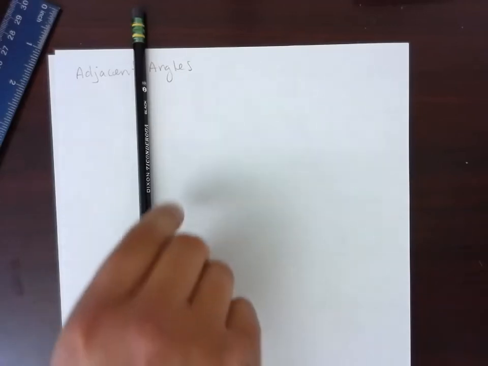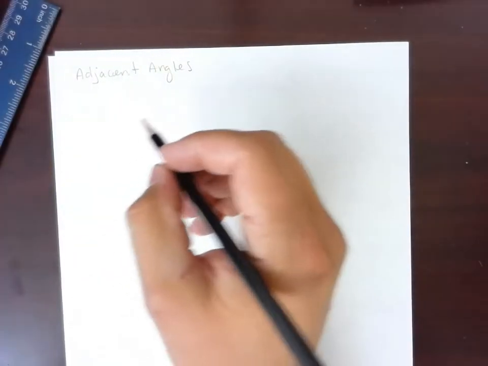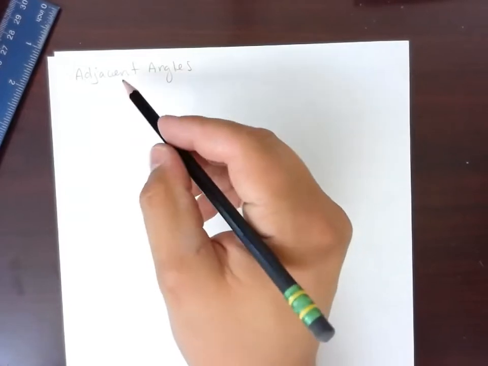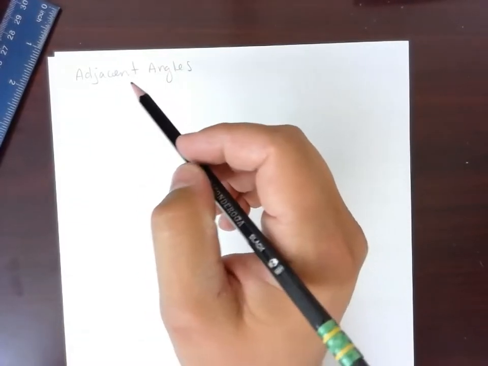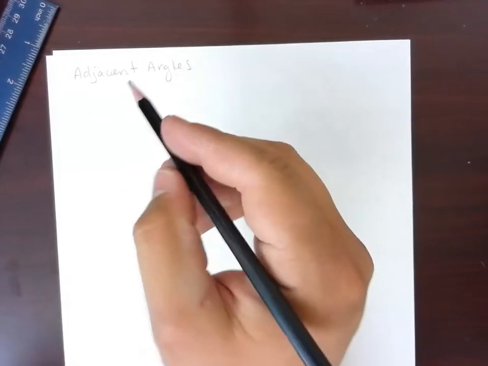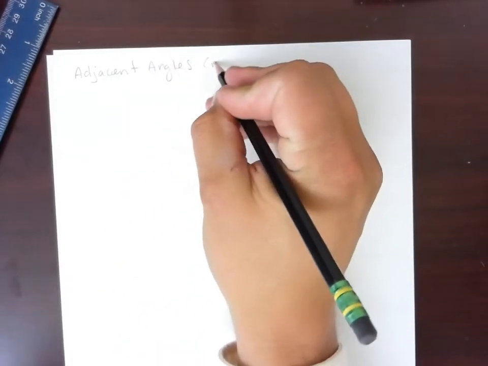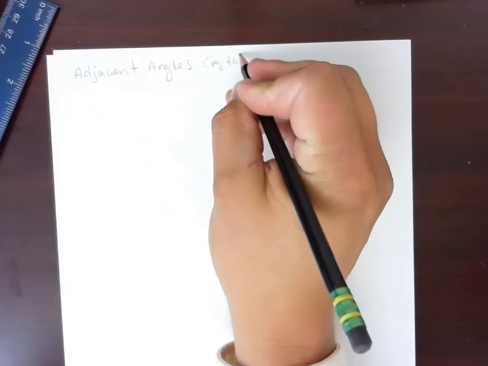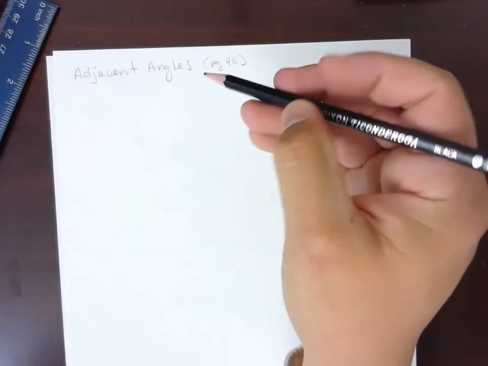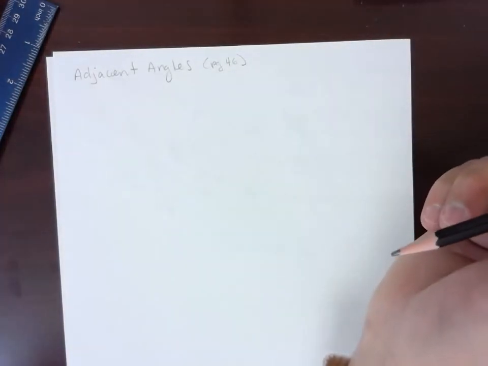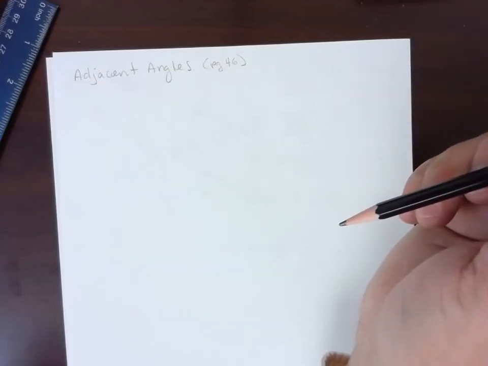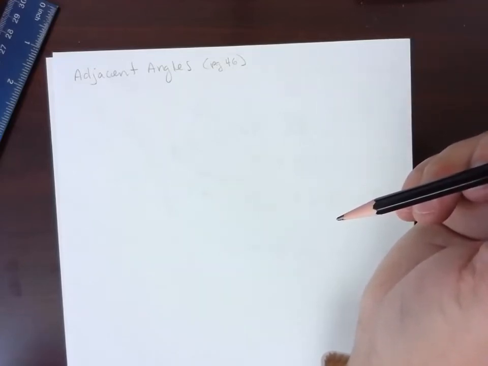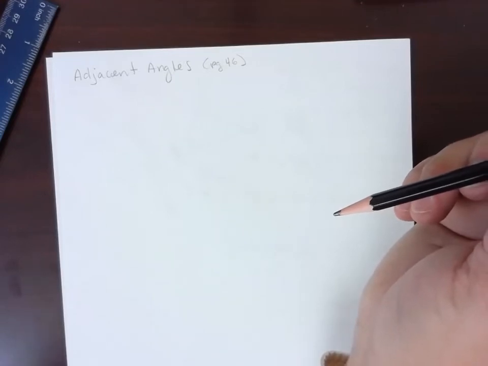Okay, for this lesson we're going to go over some vocabulary terms. The first term is going to be adjacent angles, and the definition in the book is on page 46. So if you can turn there with me, that'd be great. And on page 46 it says adjacent angles are two angles that lie in the same plane and have a common vertex and a common side but no interior points.